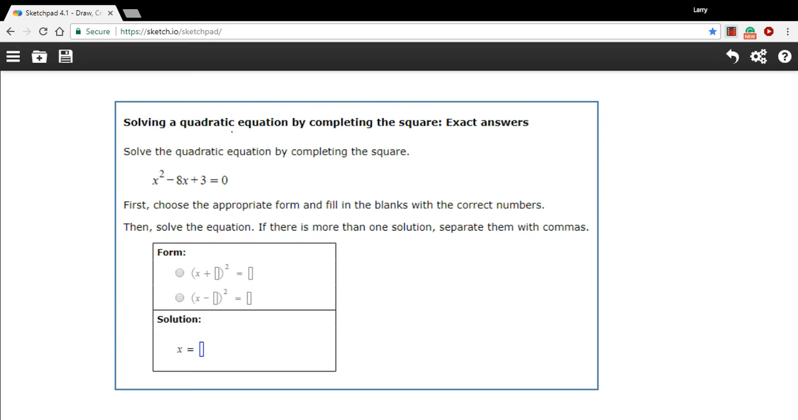In this problem, we're being asked to solve a quadratic equation that doesn't lend itself to factoring with a different method called completing the square. And let me show you how this works. It's a little tricky. There's a lot of steps here, so sometimes it can be confusing. I'll try to take this slowly, step by step.